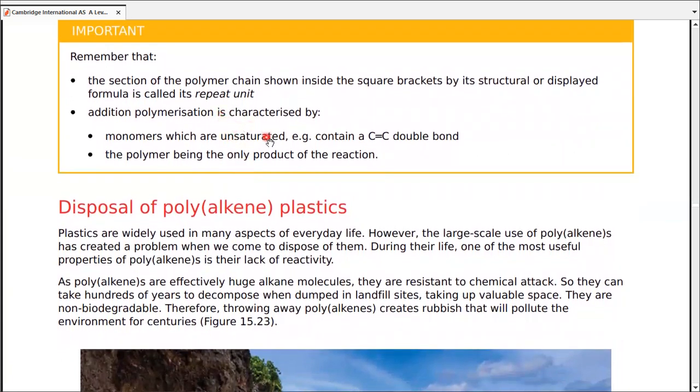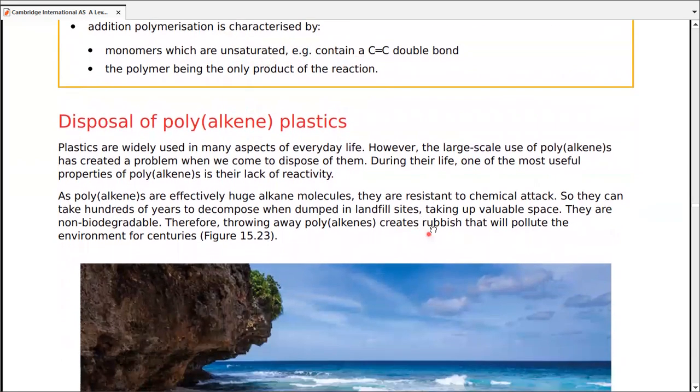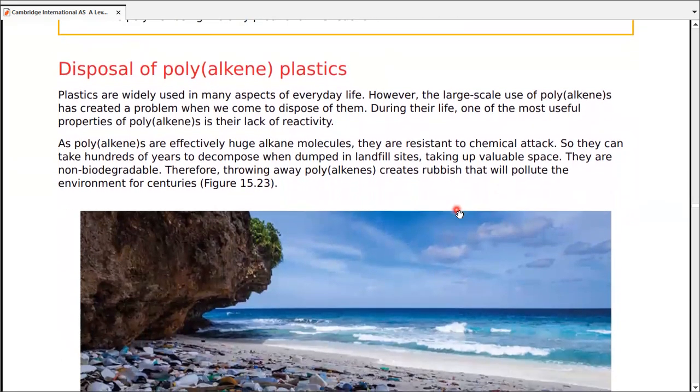Now, addition polymerization is characterized by monomers which are unsaturated and contain a carbon-carbon double bond, which is later saturated by breaking the double bond into a single bond, and the polymer being the only product of the reaction, as I just went through the same line.